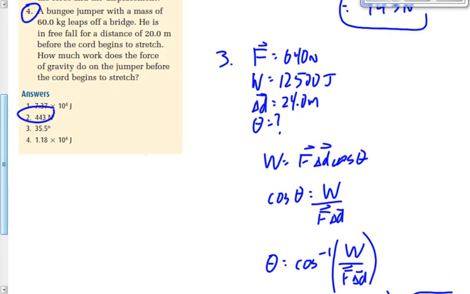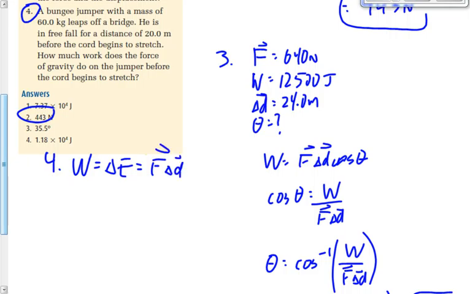Okay, finally, number 4 says a bungee jumper with a mass of 60 kilograms leaps off a bridge. He's in free fall for a distance of 20 meters before the cord begins to stretch. How much work does the force of gravity do on the jumper before the cord begins to stretch? Well, work is equal to delta E, and it's equal to FD times cosine theta.